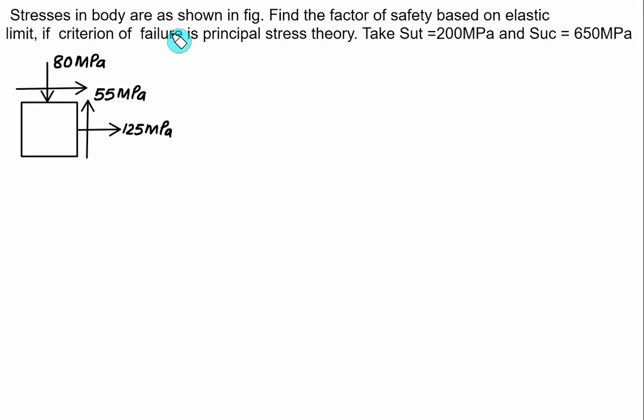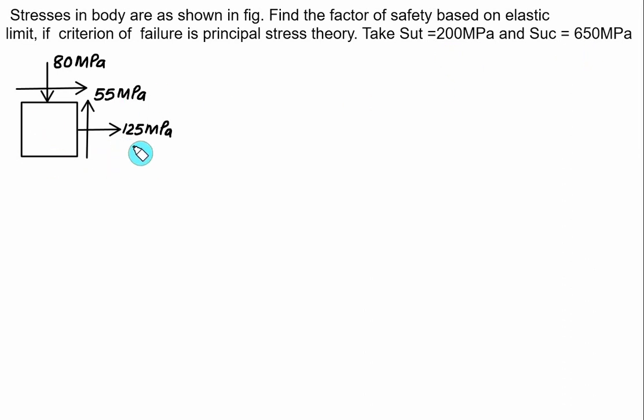Stress in a body are as shown in the figure. Find the factor of safety based on elastic limit criteria of failure, again the same, that is the maximum principal stress theory. We have been given the value of SUT equal to 200, SUC equal to 650. Now we have to read this figure here.